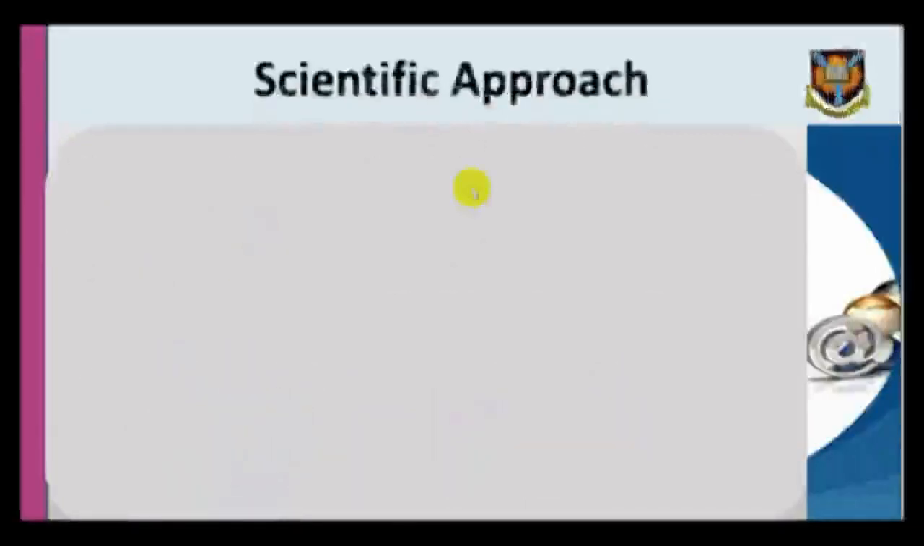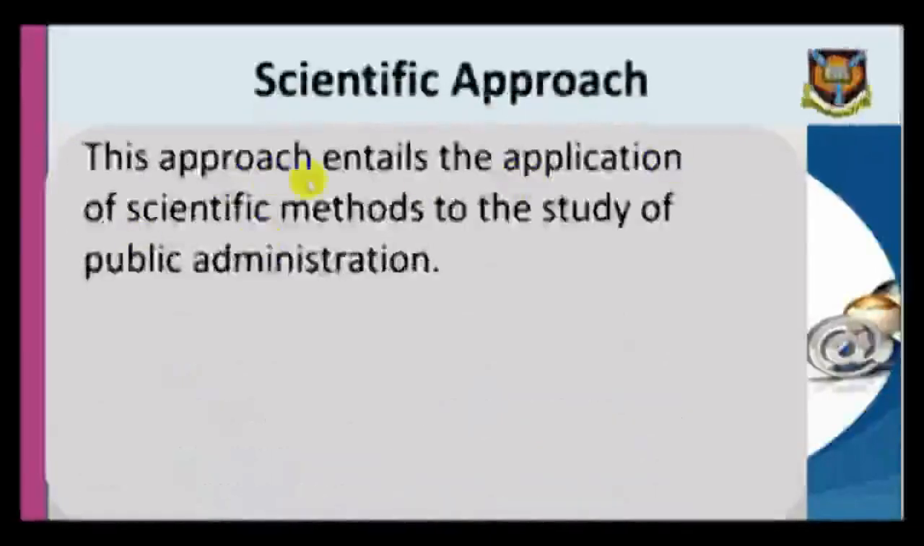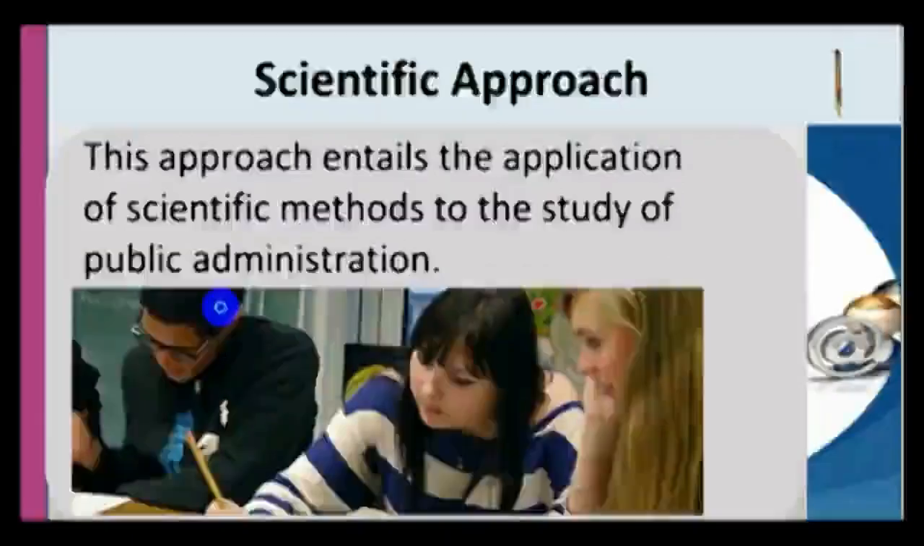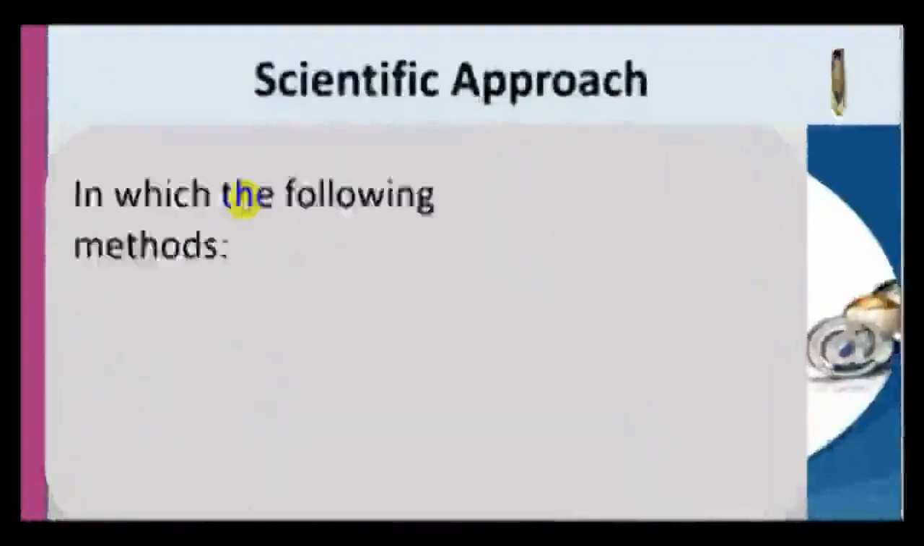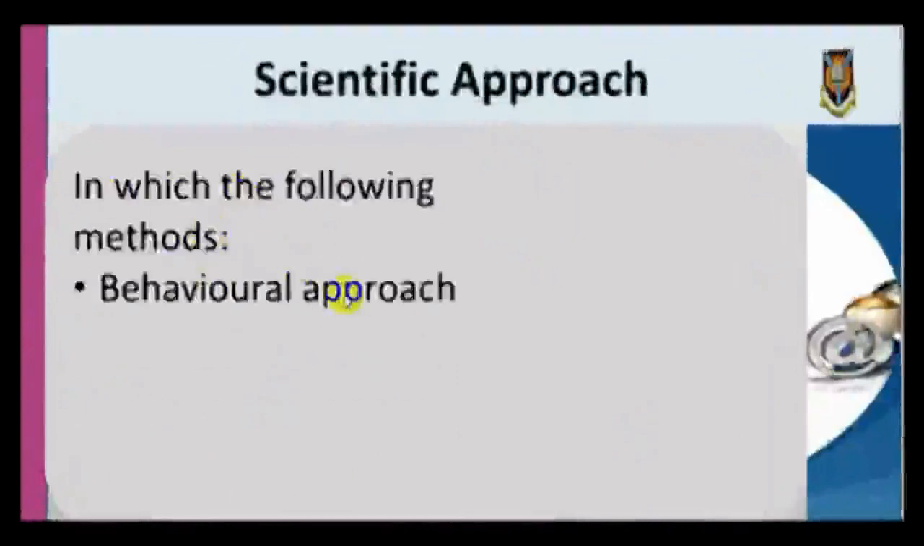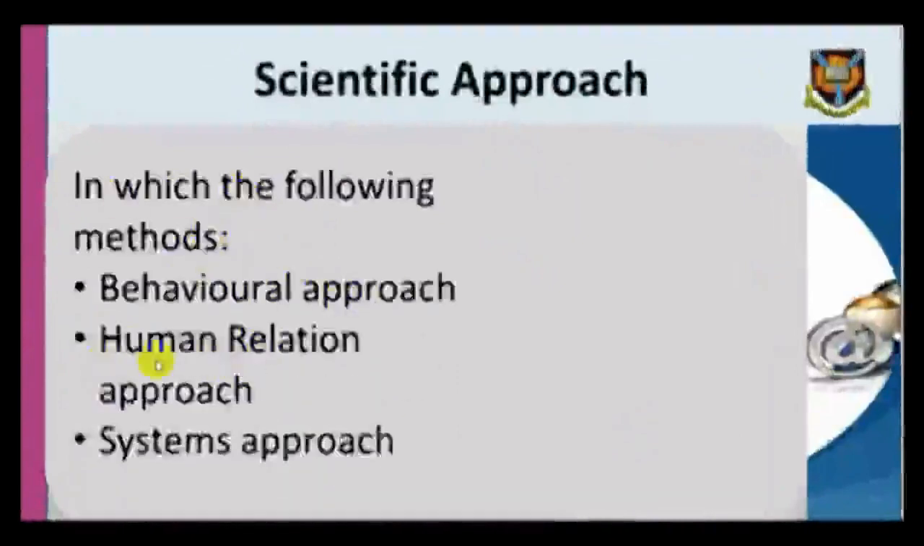Scientific approach. This approach entails the application of scientific methods to the study of public administration. In this approach, we have the following methods. 1. Behavioral approach. 2. Human relation approach. 3. Systems approach.